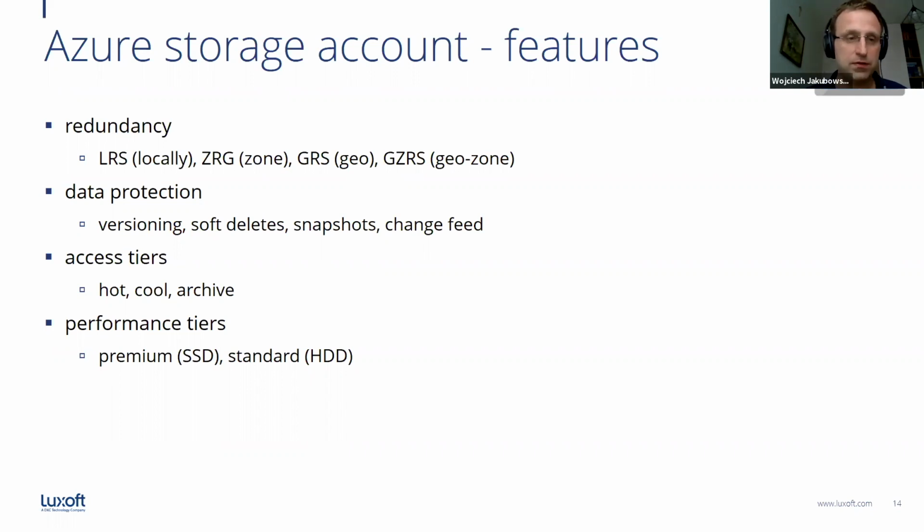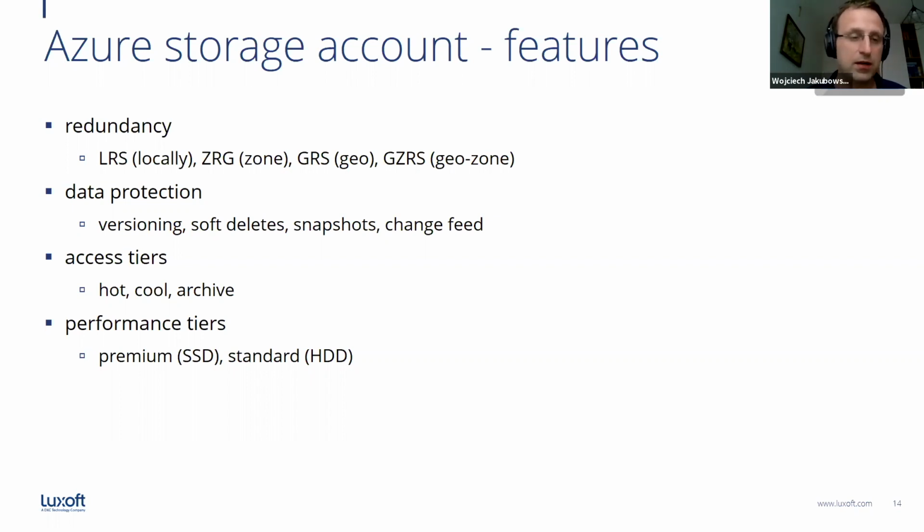There are a few access tiers which determine how much you actually pay for the storage itself versus the number of read-write operations to that storage. So hot is for data that is frequently accessed. You pay quite a lot for storage space, but not that much for the operations, while cool is for data that is rarely used. The storage is cheaper, but the read-write operations are more expensive.